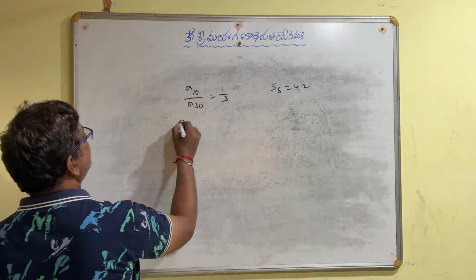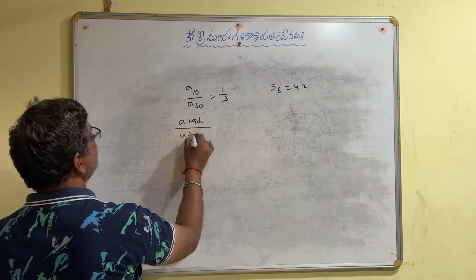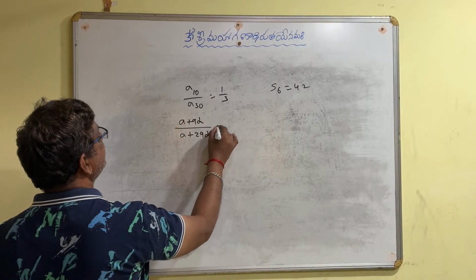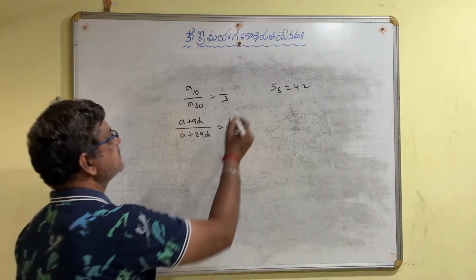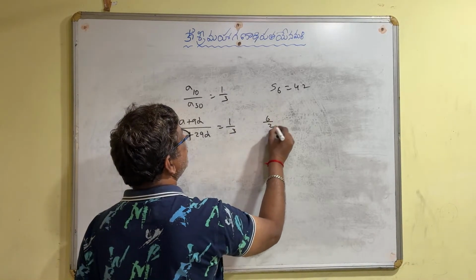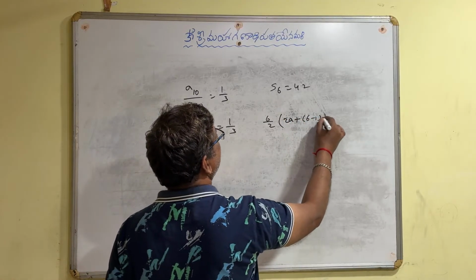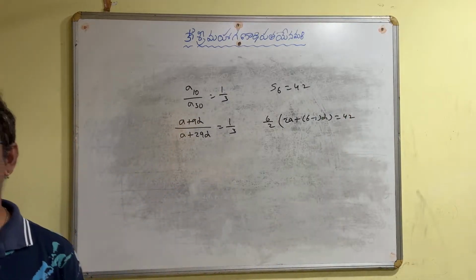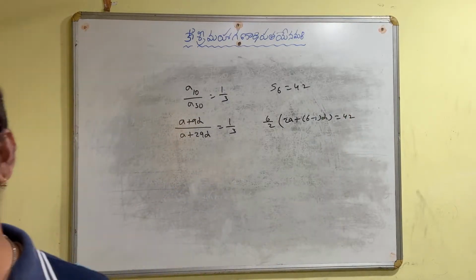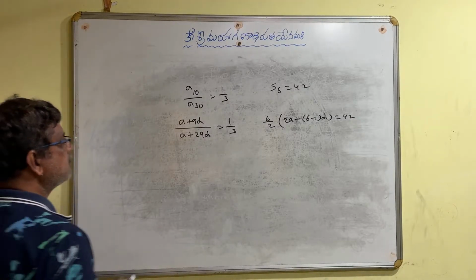A10 is A plus 9D and A30 is A plus 29D, so (A plus 9D)/(A plus 29D) is equal to 1/3. And S6 is 6/2 into (2A plus (6 minus 1) into D) is equal to 42. First we need to write these two. Now do cross multiply over here.